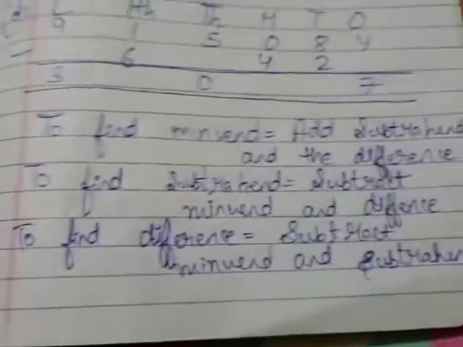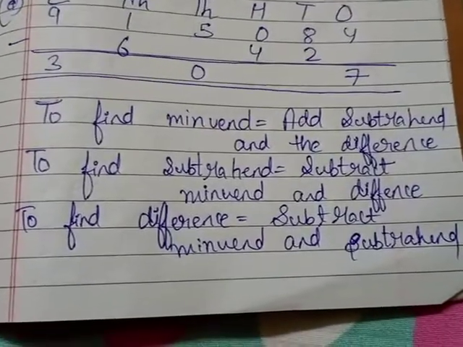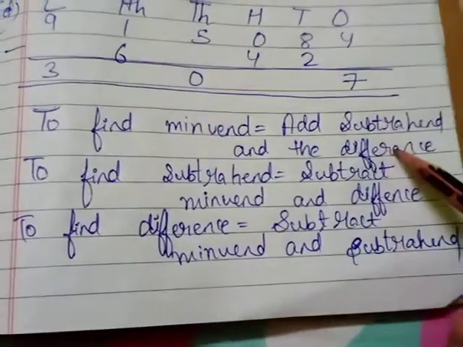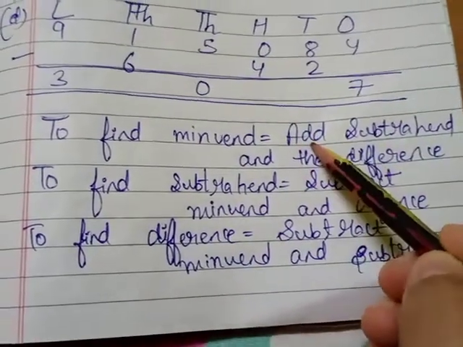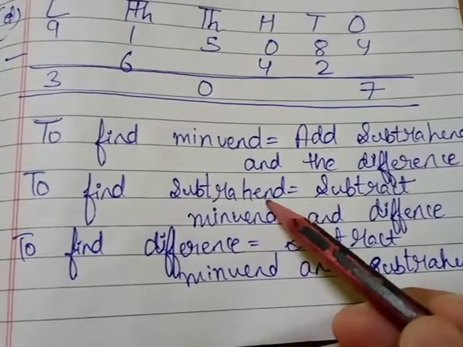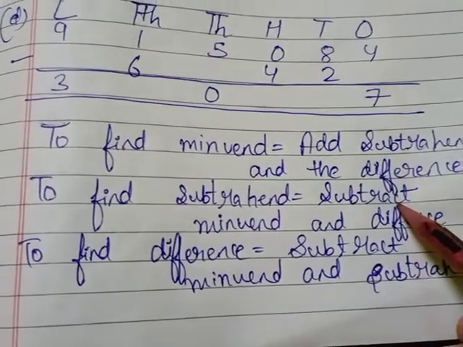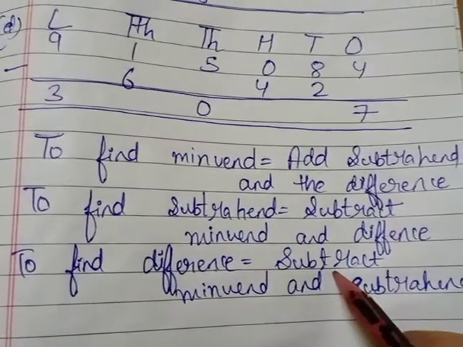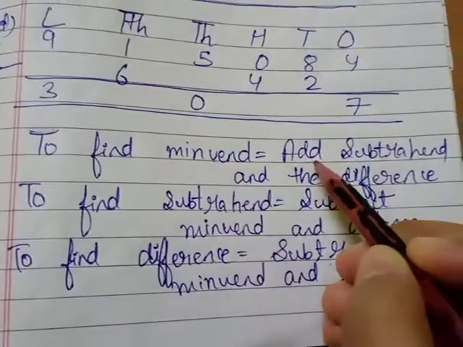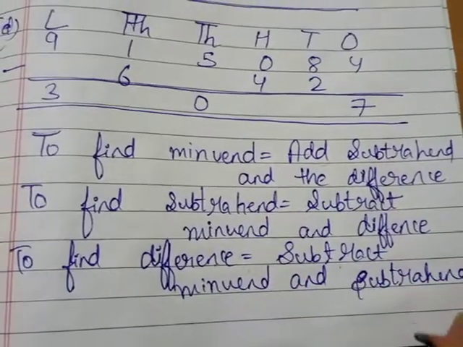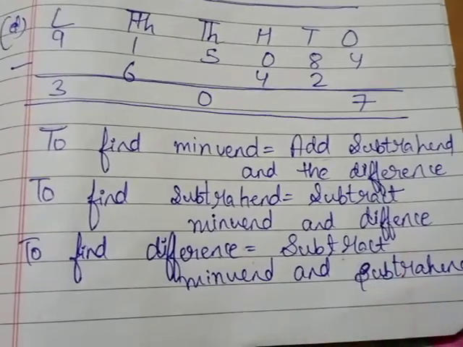You can see here I have noted down the 3 rules. For the minuend, what we have to do? Subtrahend and difference we have to add. Finding the subtrahend, what we have to do? We have to subtract the minuend and difference. Difference also we have to subtract. Only for the minuend we will do the addition. The rest of the 2, when we have to find, we will do subtraction. This simple rule we have to follow.